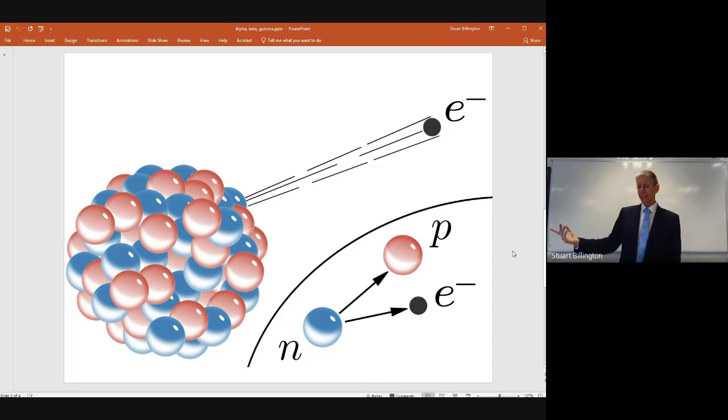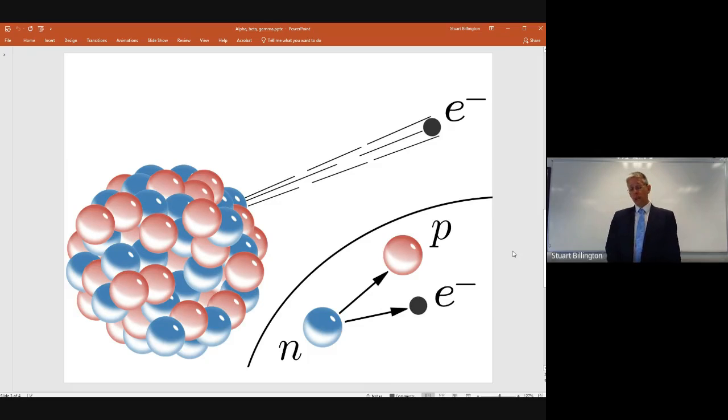Beta decay is all about just losing a neutron. It just loses a neutron. Bye-bye, neutron. And in its place, it gains a proton. A byproduct is that it also gains an electron.